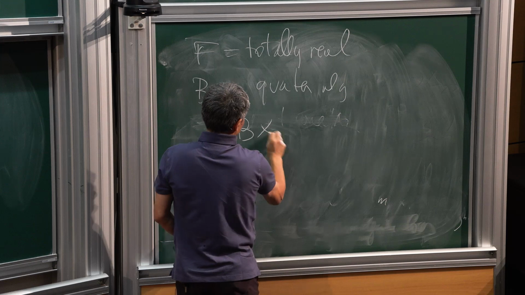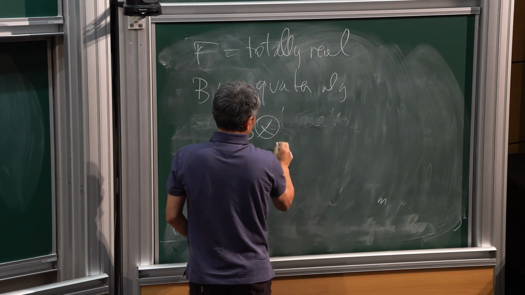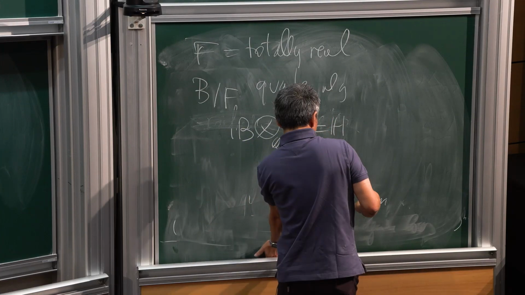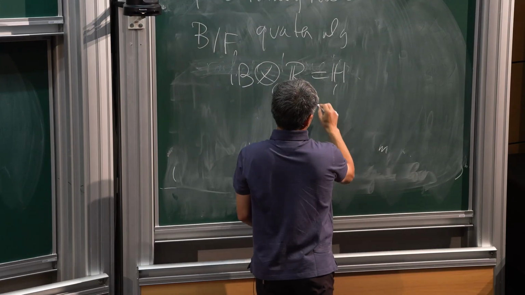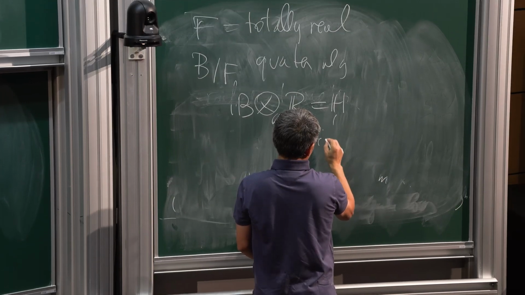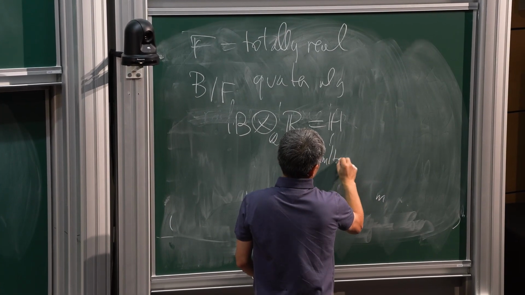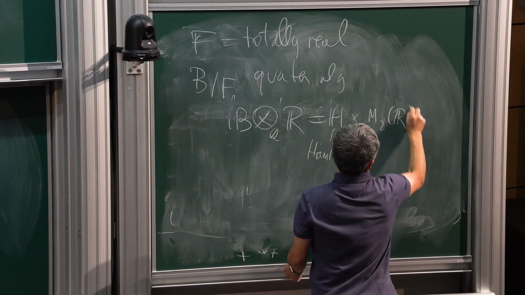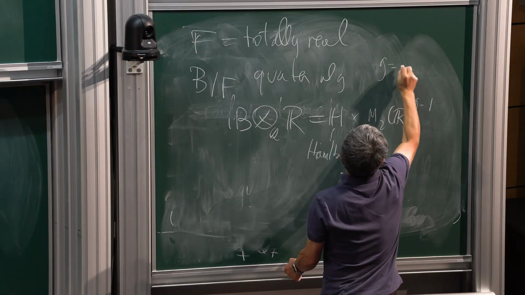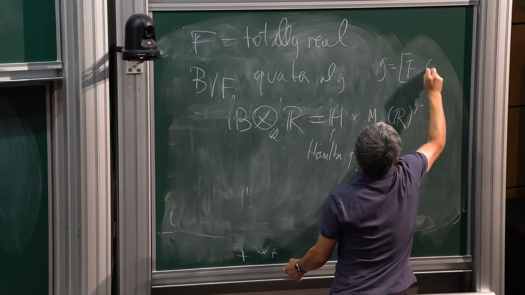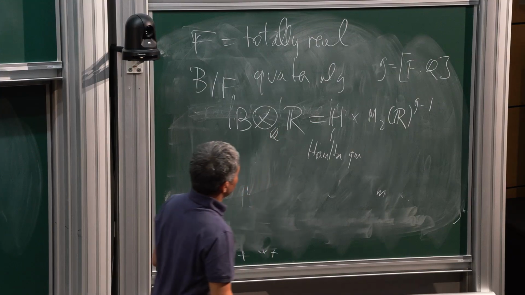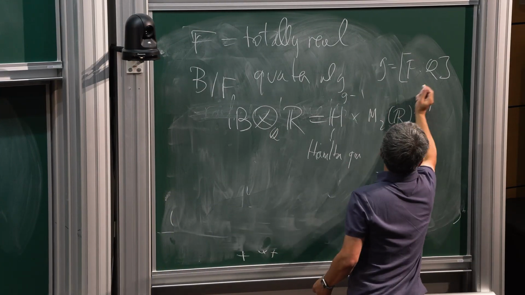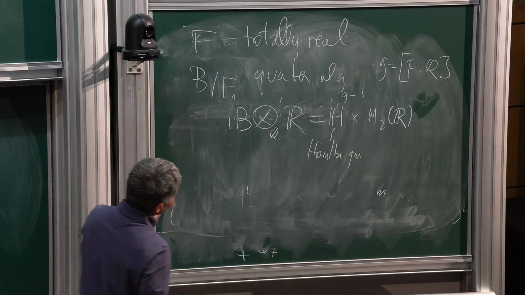B tensor over Q of the real numbers is one copy of the Hamiltonian quaternions and M2(R) to the power g minus 1, where g is the degree of F. G minus 1 goes for the other factors. Okay, thank you. At least my collaborator is correcting me.